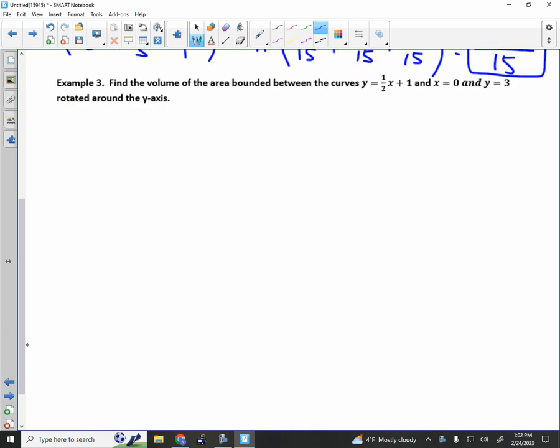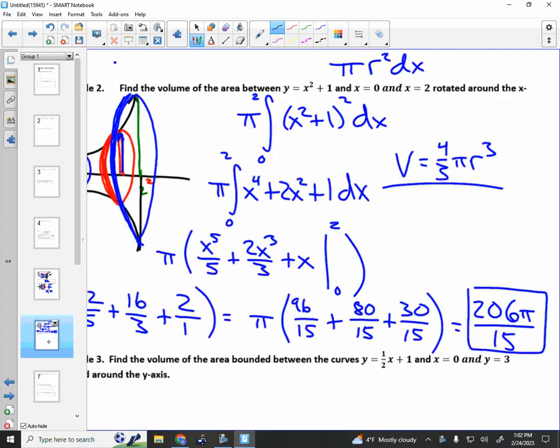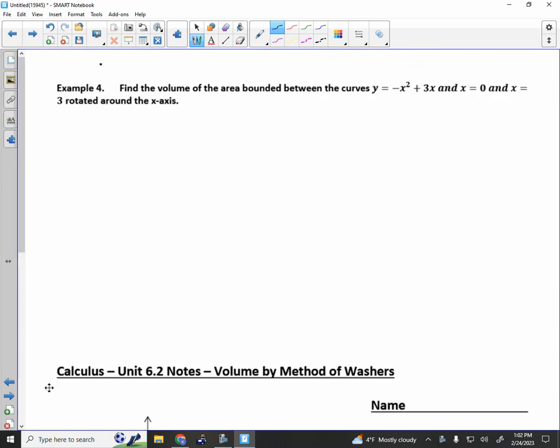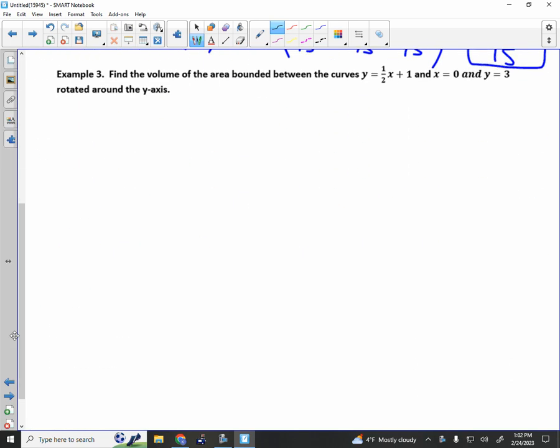All right. Talk to your friend. What makes example 3 different? Talk. Go. Okay, 5, 4, 3, 2, 1. What do you got?